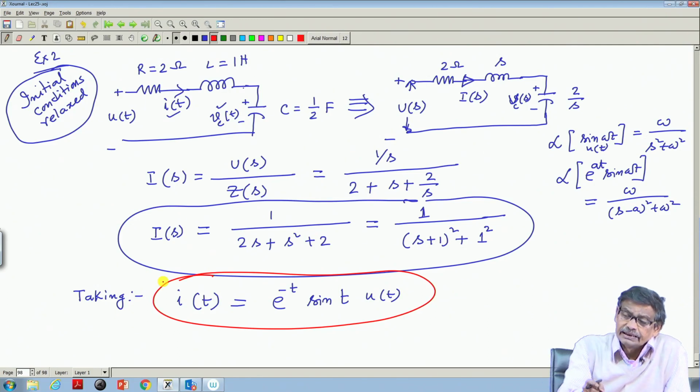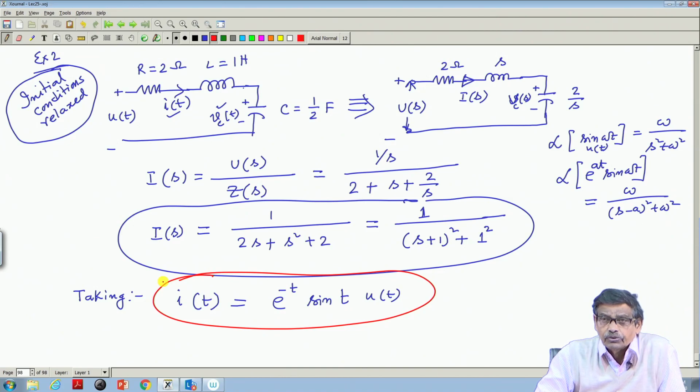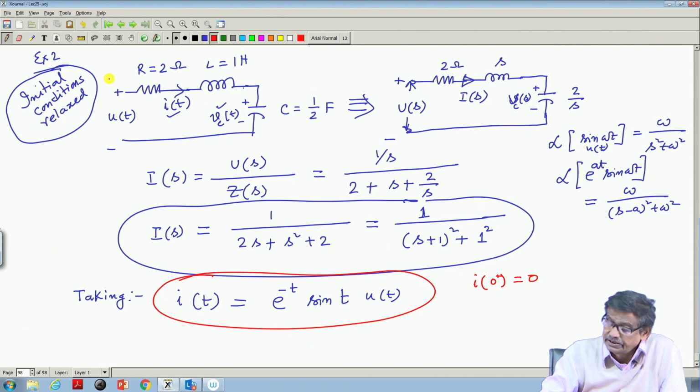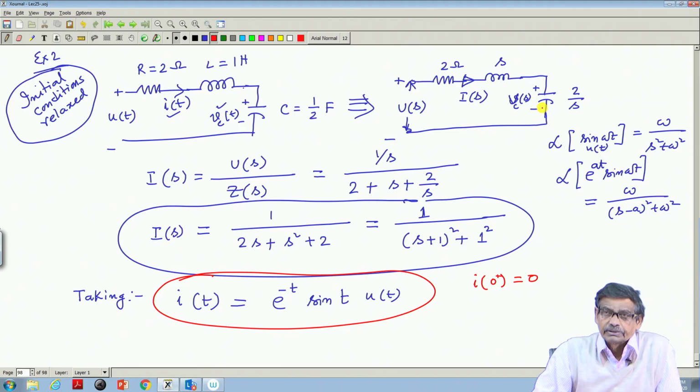You remember that I assumed the initial conditions to be relaxed. Let us see whether it satisfies. At t equal to 0, e to the power minus t is 1, no doubt, but sin t will make it 0. Therefore, i 0 is equal to 0 is verified, i 0 plus will be 0, because of this initial conditions relaxed, is i 0 minus. Anyway, in the next class we will calculate V C s for this voltage across the capacitor. Thank you.